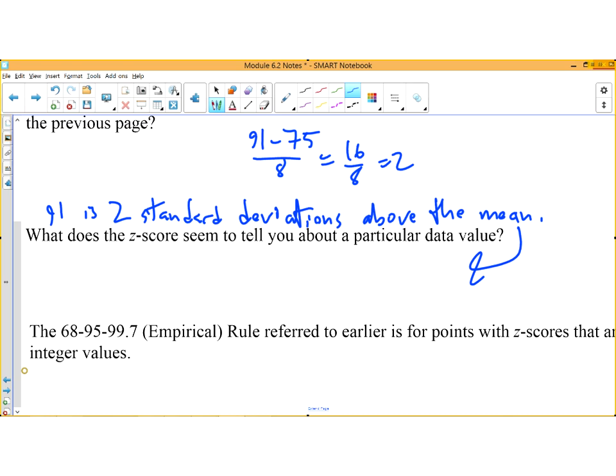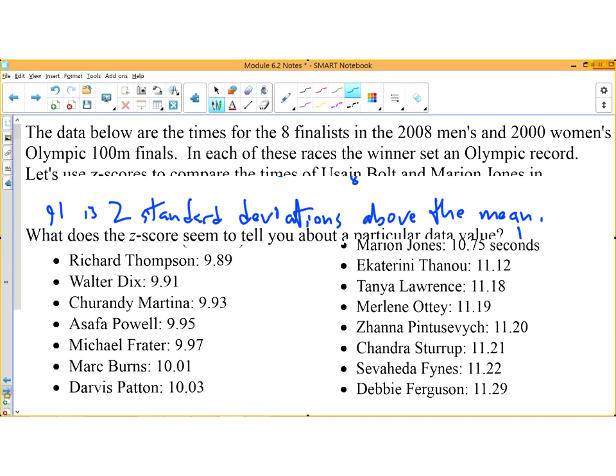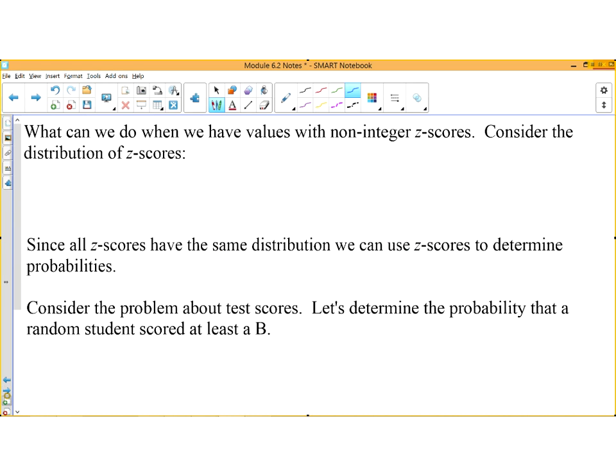What if our z's are not integer values? What if they're in between? Then those rules don't apply, but the percentage is somewhere in between those values. We're going to skip this example here. You can look at it in the notes if you want to.